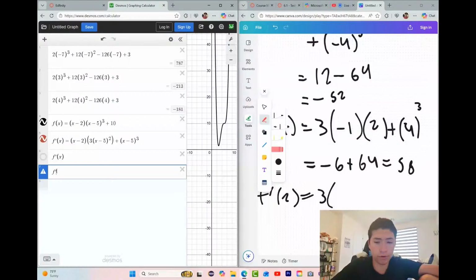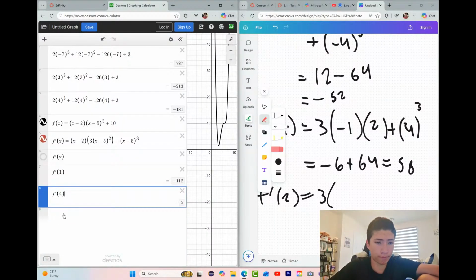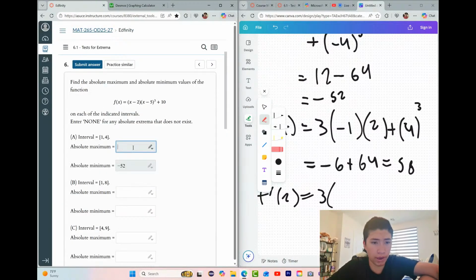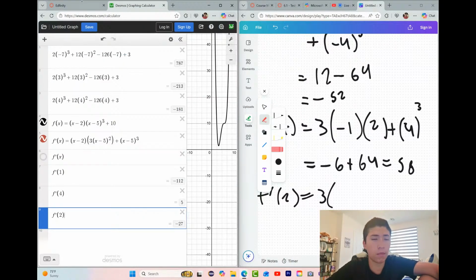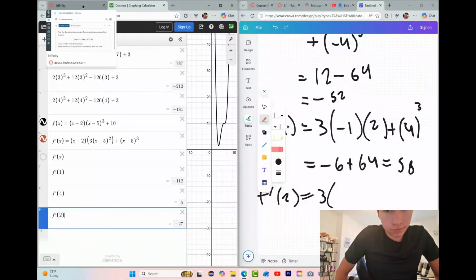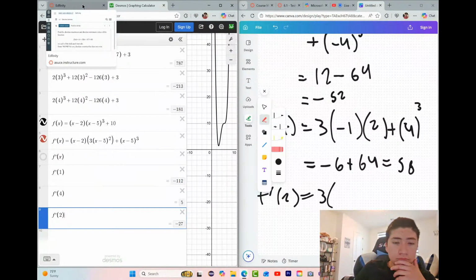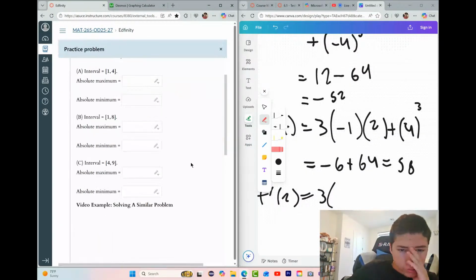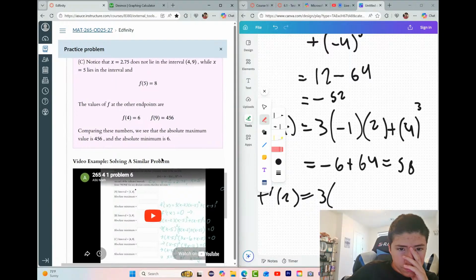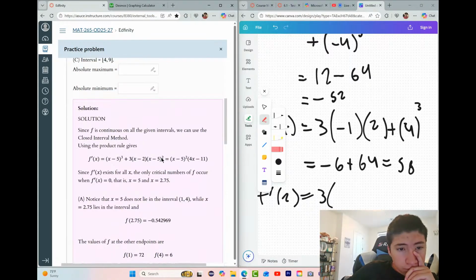So now f prime of 1, then we have f prime of 4. Gotcha. And then f prime of 2. So it looks like our absolute maxima is going to be 5. Oh, hold on. How do you do this? Oh yeah, the closed interval method.